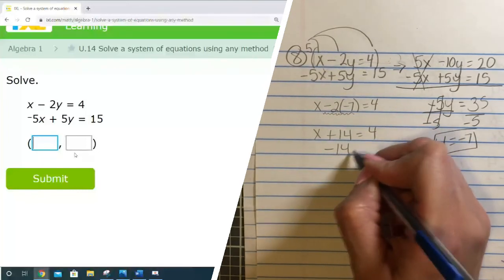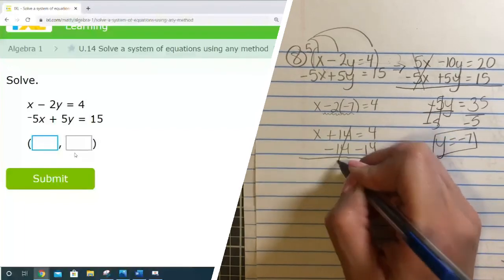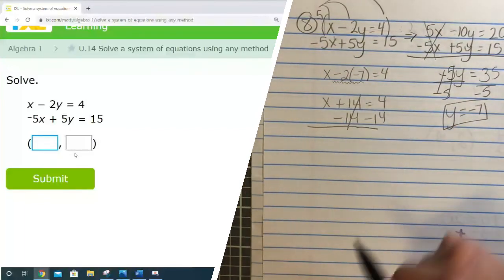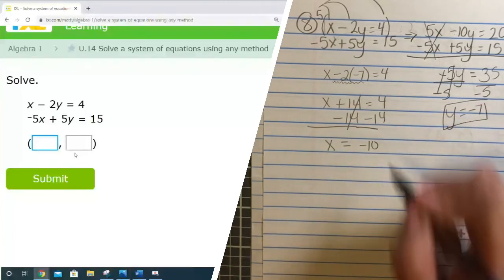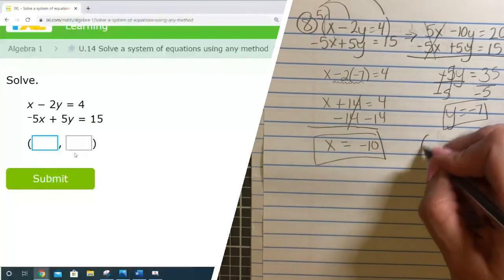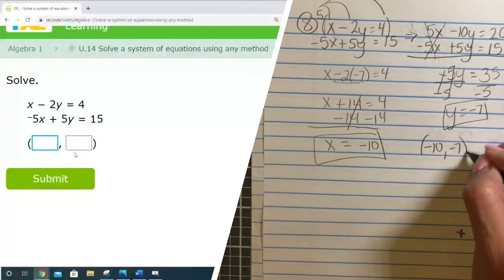And then we'll go ahead and solve for x by undoing whatever operation is there. So positive 14, we're going to subtract it over. And we end up adding those and getting a -10. So it looks like our answer is -10, comma, -7.